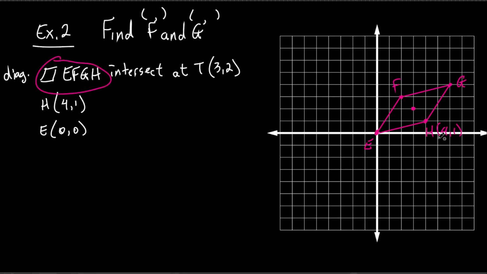All right? So this is 4, 1. Now, if you used a graph and you made it nice and perfect, you probably could just count over and find out where G is, count over and find out where F is. Okay? Let's just do that just for fun. Okay? So where is point G?